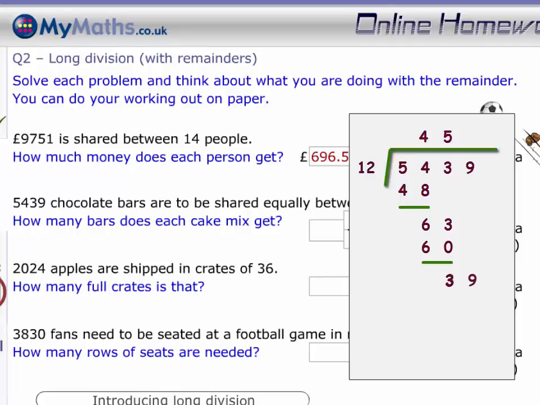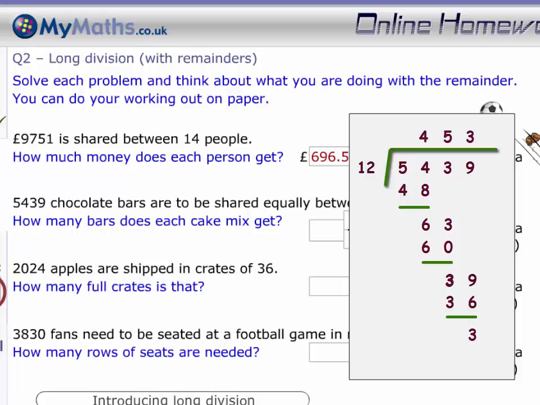Now we'll bring down the 9 to make 39. Well, we know that 12 threes is 36 and 12 fours is 48. 48 is too big for 39, so we'll go back to using 3. Put the 3 up the top. 3 times 12 is 36. 36 take away from 39 leaves us with 3. So the answer is going to be 453 with a remainder of 3.